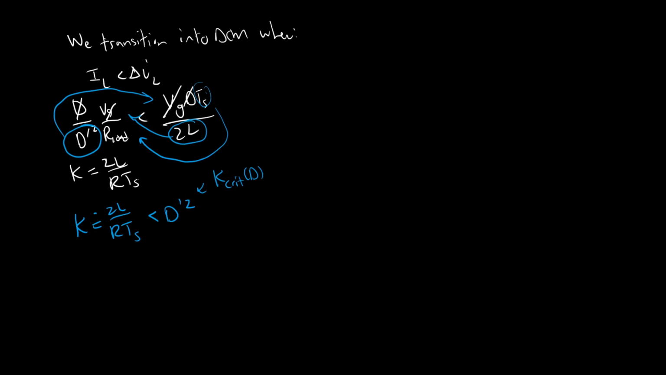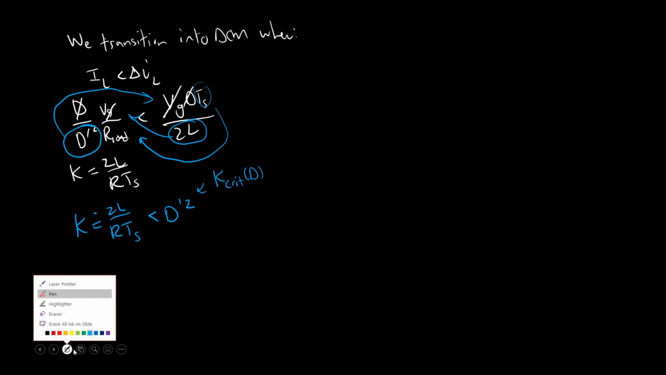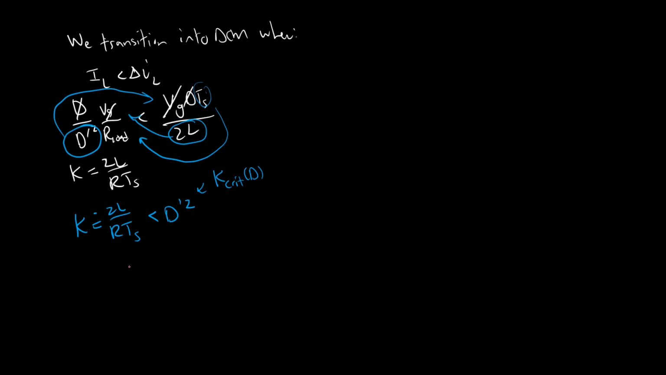Okay, so this is the Kcrit way of thinking about it. And we can also rearrange this to think about Rcrit. Our Kcrit is D prime squared, and we rearrange for Rcrit. We can say the critical resistance, which is a function of D, is equal to, just bringing this down here and bringing the R over here, 2L over D prime squared Ts.